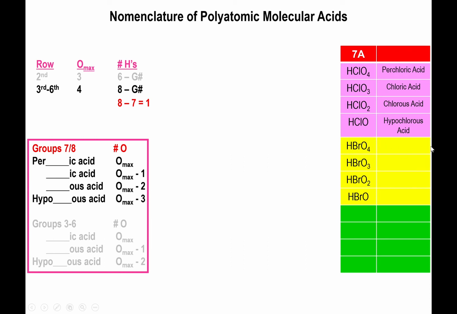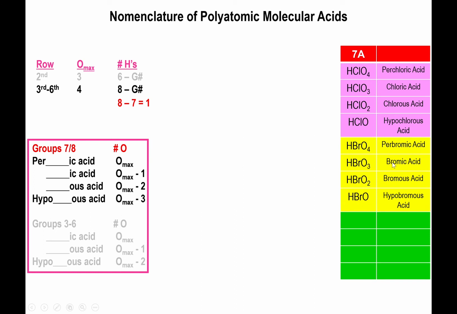So the first one will be perbromic acid, followed by bromic acid. Next will be bromous acid, and we end up with hypobromous acid. Alright, if we do the same thing with iodine, start with the maximum number, work your way down to 1. You will name the first one periodic acid, followed by iodic acid, iodous, and hypoiodous. And once again, this is based on the number of oxygens.